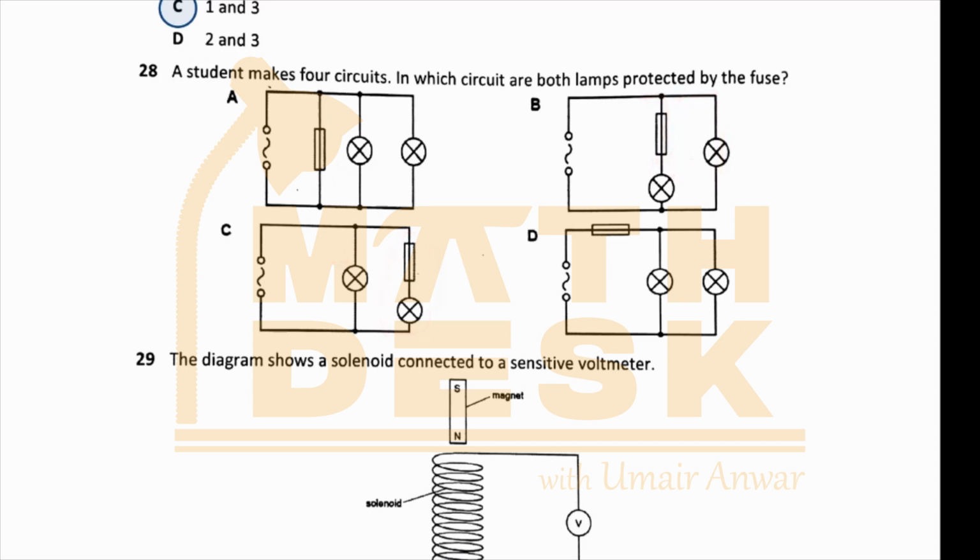And in the last circuit, the fuse is connected in such a way that when overcurrent flows through the circuit, it would disconnect it from both the lamps. So both the lamps would be protected here. So the last circuit would be the correct option.